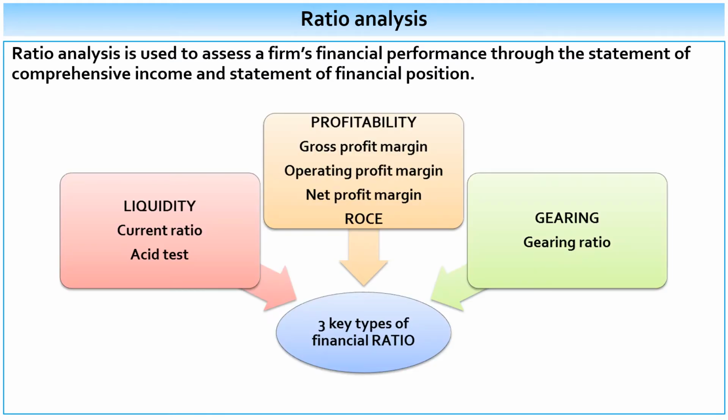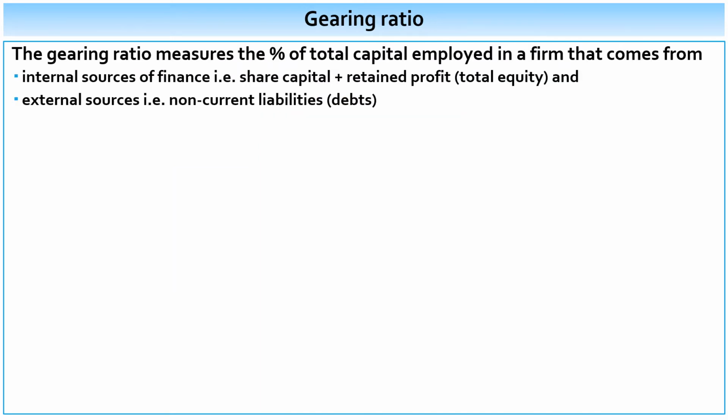We've looked at liquidity ratios, the current ratio, the acid test ratio. We've looked at profitability ratios. And now finally we're going to look at gearing and the gearing ratio. The gearing ratio measures the percentage of total capital employed in a firm that comes from either internal sources or external sources. Internal sources are from the owners of the business, so share capital and retained profit, so effectively total equity, and external sources are the non-current liabilities, the debts or the loans that have come from banks.